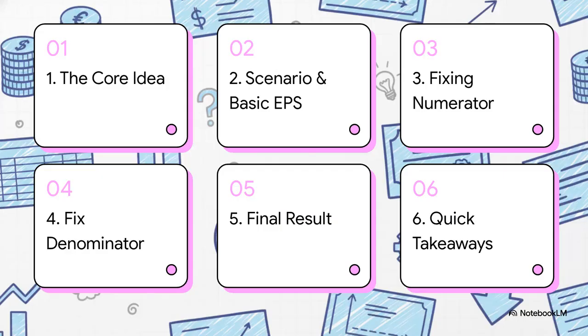Okay, let's look at our roadmap for cracking this case. We'll start with the core idea, then set up our scenario and calculate the basic EPS. From there, we're fixing the numerator, fixing the denominator, getting that final diluted result, and wrapping up with some quick takeaways so nobody gets lost in the math.